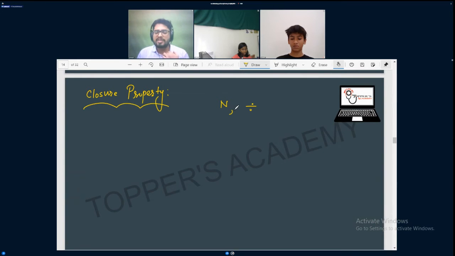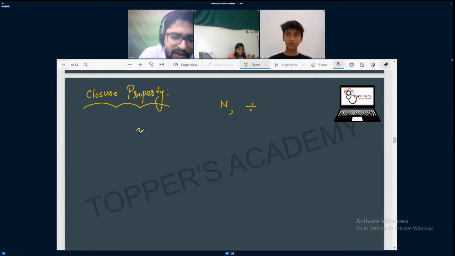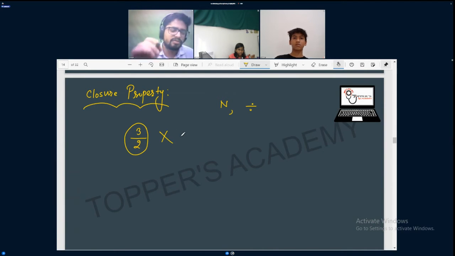Closure property. Tell me, what is the closure property, Smriti? Natural number divided by natural number, the result is a natural number. Here the closure property is: if we divide two natural numbers, then we get a natural number. Is this true or not? So this is not true. Why? If you take 3 and 2, and divide 3 by 2, this is not a natural number.